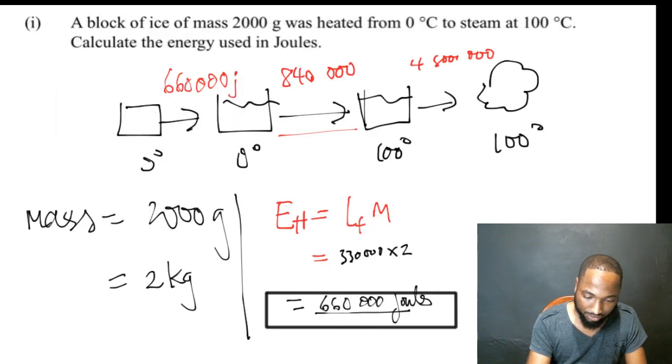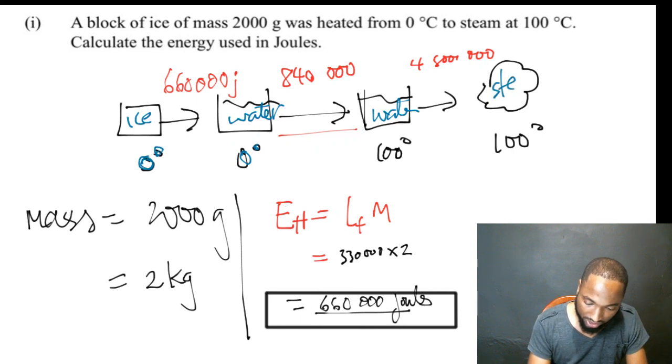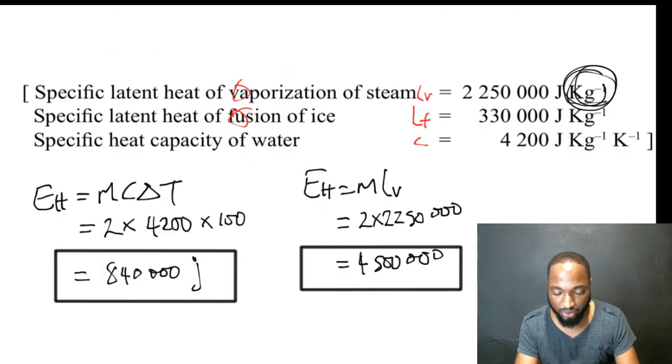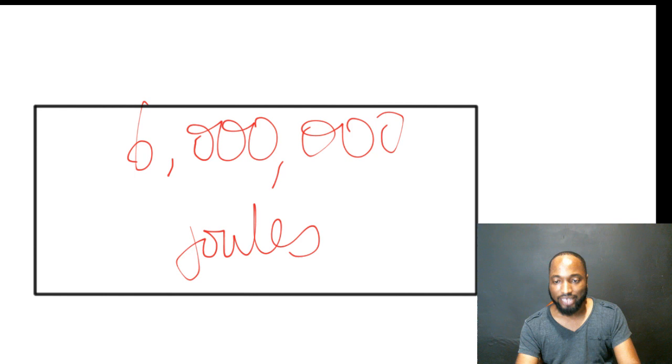So once again, it went from ice to water at 0 degrees. The temperature remained the same, so there's a latent heat. Then you went from water to water, but we raised the temperature from 0 to 100, and then we went from 100 degrees water to 100 degrees steam. By the end of that, you get the question right and walk away with your 6 marks. Why is it in the chat?